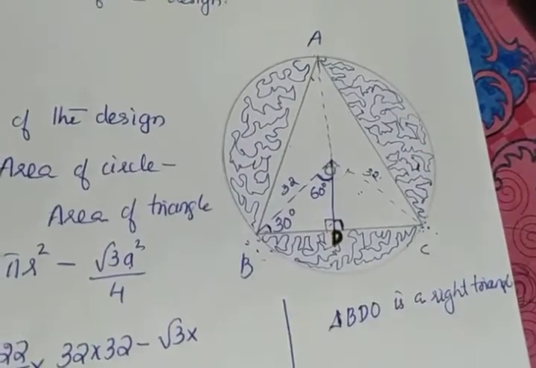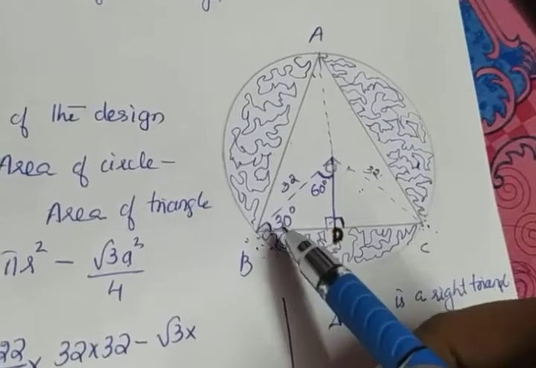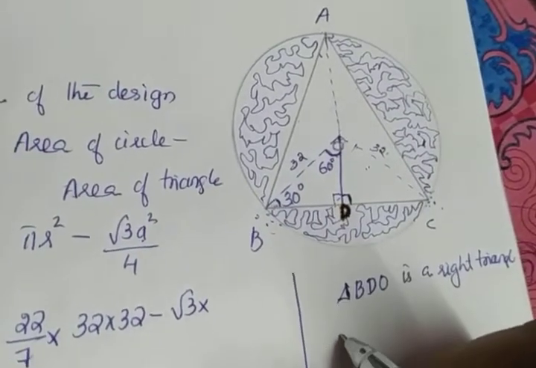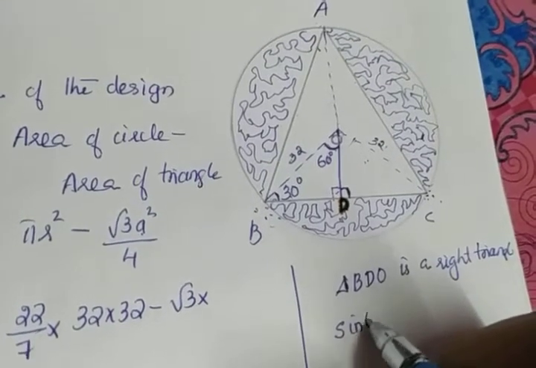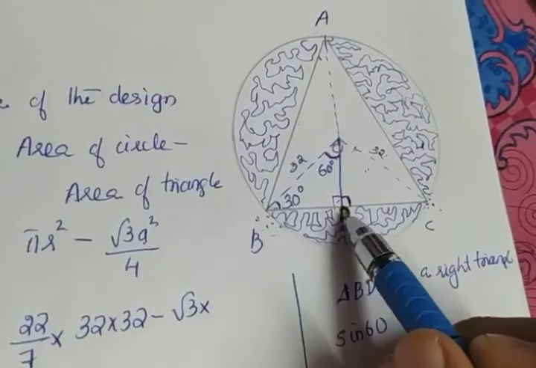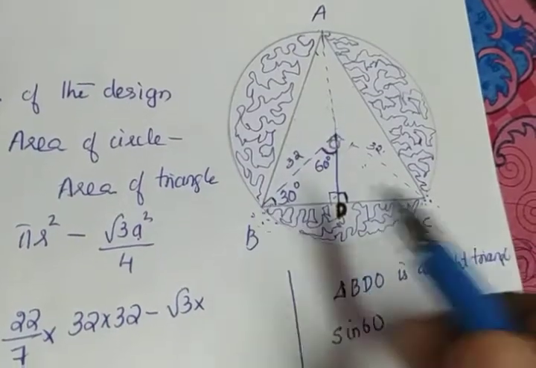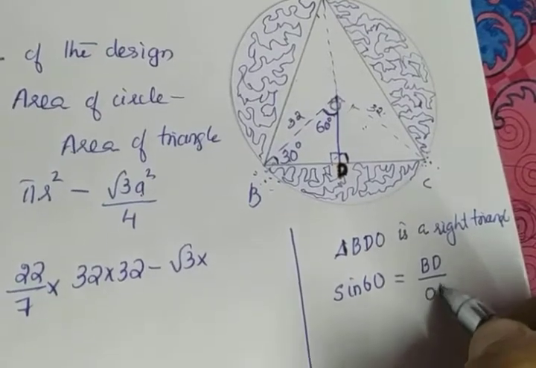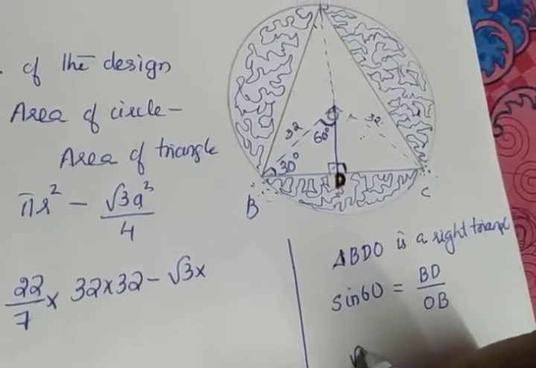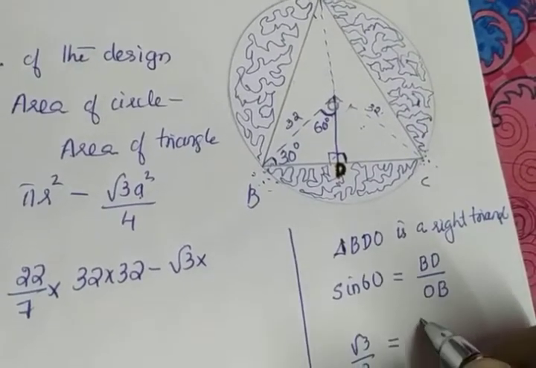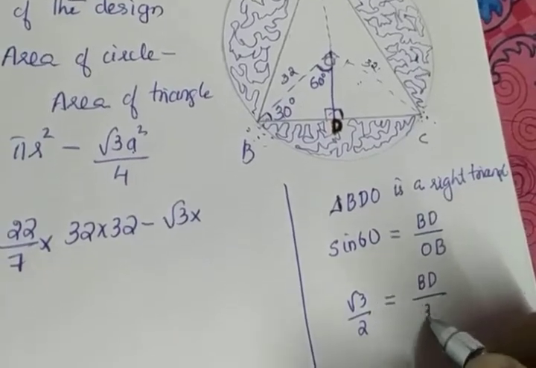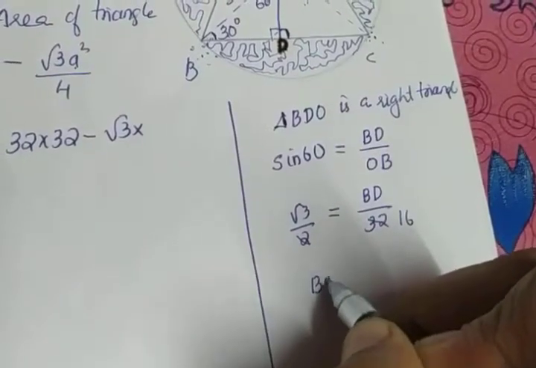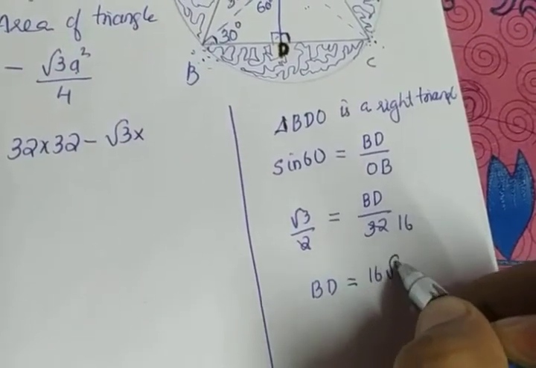So what we have to do? We have to find the value of BD. Either we can take 30 degrees or we can take 60 degrees. So we will go with 60 degrees. Why are we taking sine 60? We have to find BD, and we know the hypotenuse OB. So sine 60 equals opposite side BD divided by hypotenuse OB. What is sine 60? Sine 60 is root 3 by 2, equal to BD, which we don't know, divided by OB, which is 32. 2 and 32 get cancelled, giving you 16. So we are getting BD as 16 root 3.